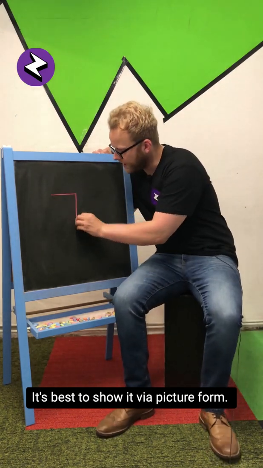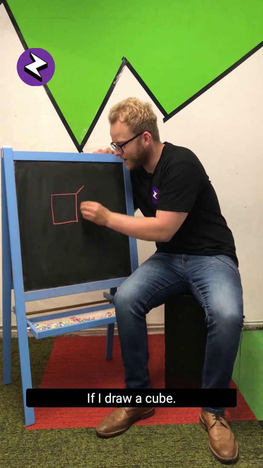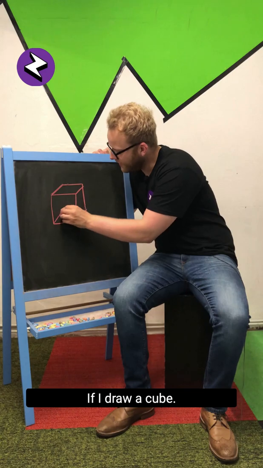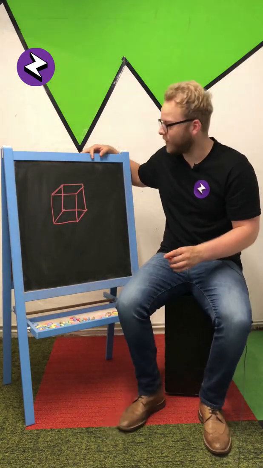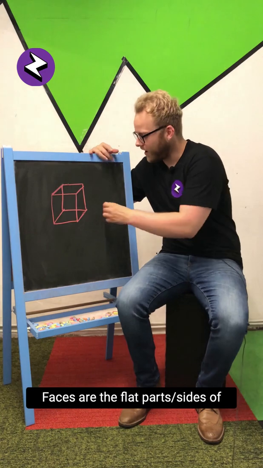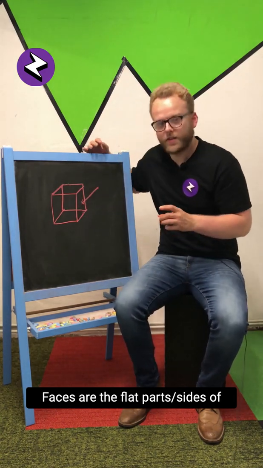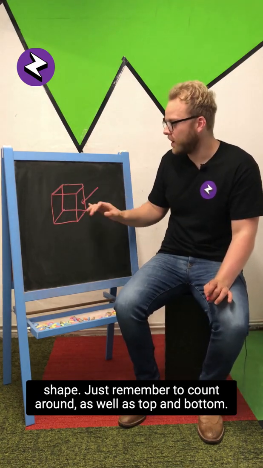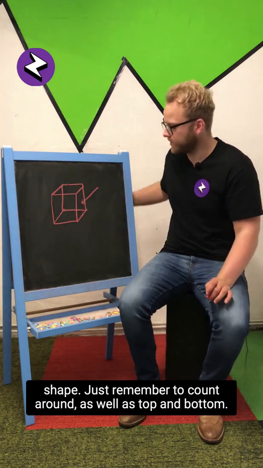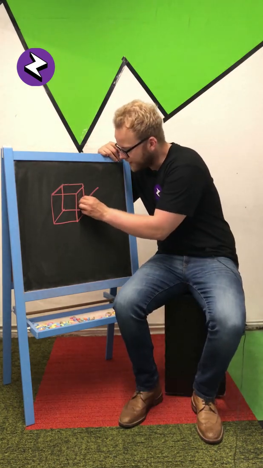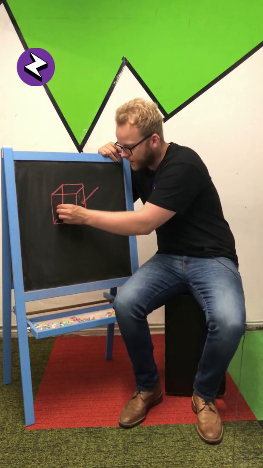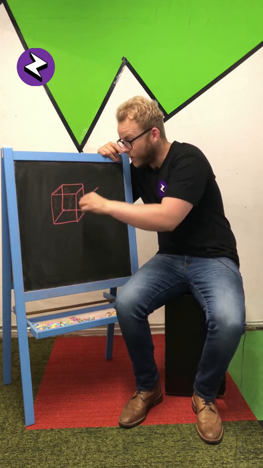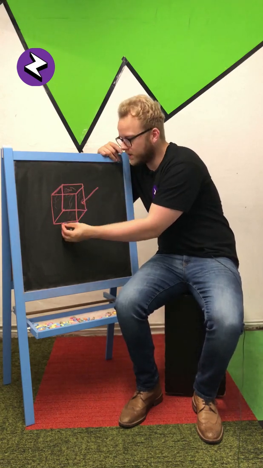If I draw something like this, okay? Forgive me if my cube is not perfect. So, if you do a shape like that, which I think has ended quite well by the way, faces are the flat parts of this solid shape, okay? And what you do is you count all around the shape, and just remember to count around as well as top and bottom. So in this case, there's one face here, one face in the front here, one face to the side, one face to the back, one on the top, and one underneath.